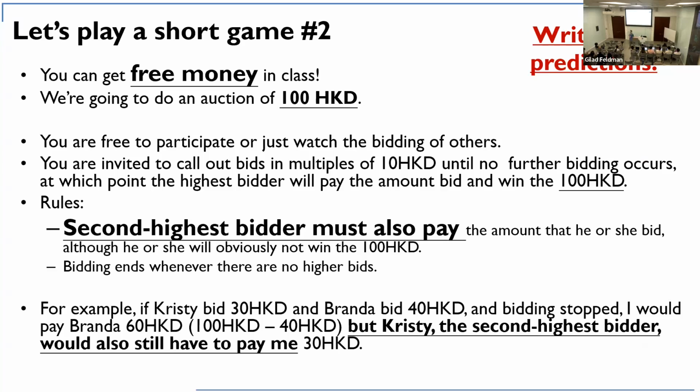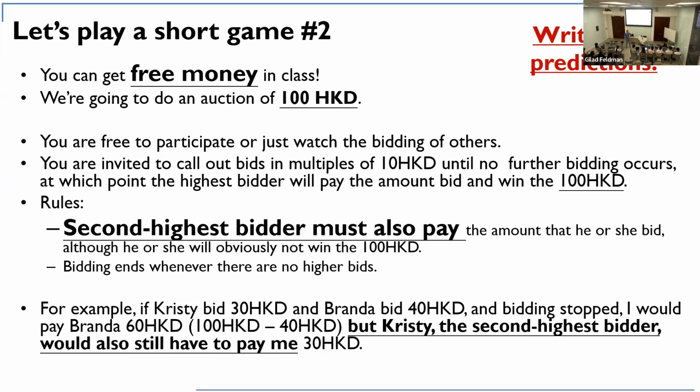The difference with this one is that the highest bidder pays whatever they need to pay, and then they get the 100 Hong Kong dollars, but the second highest bidder gets nothing, but still needs to pay. I'll give you an example. If Christy bid 30 Hong Kong dollars and Brenda overbid her by saying 40, and then the bidding stopped, I would pay Brenda 60 Hong Kong dollars, because that's 100 minus 40. But Christy, the second highest bidder, gets nothing and still needs to pay me 30 Hong Kong dollars.